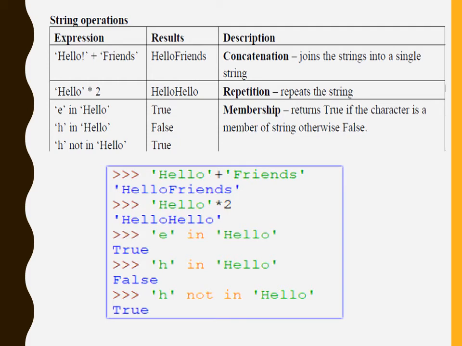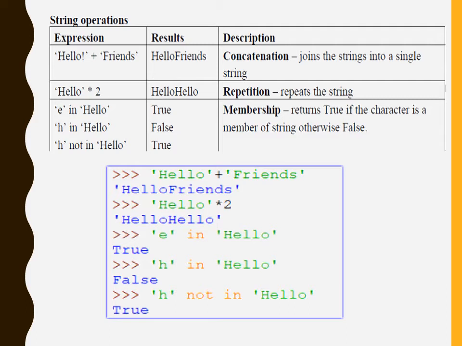String operations. There are different operators which are used for string operations. Plus operator is used for concatenation. Like in the example, hello plus friend, the result will be hello friend. It is used to join two strings. Hello into 2 will give you the result in repetition form.